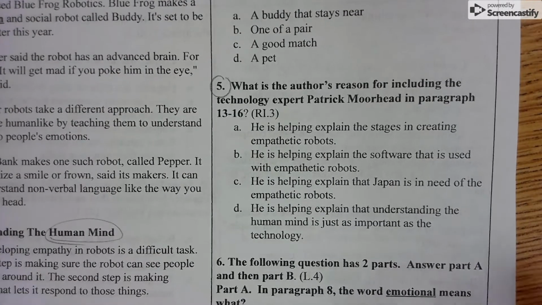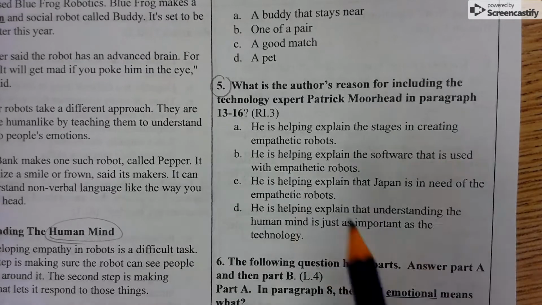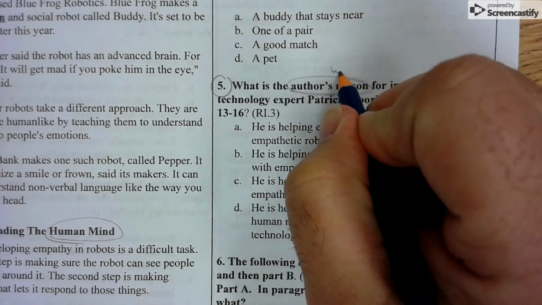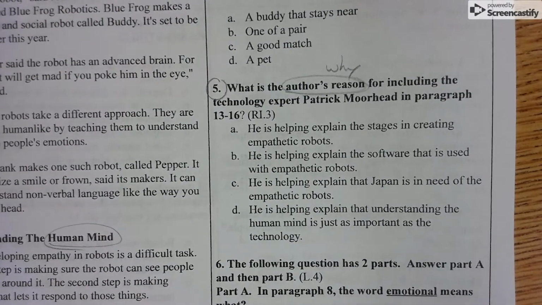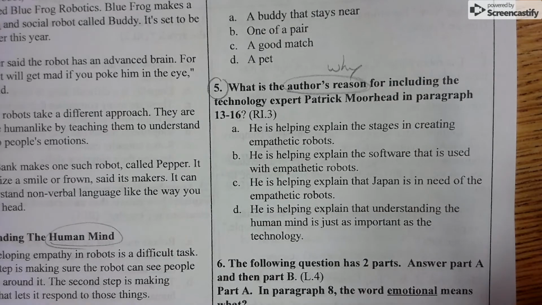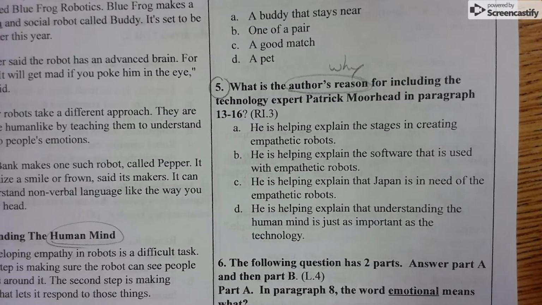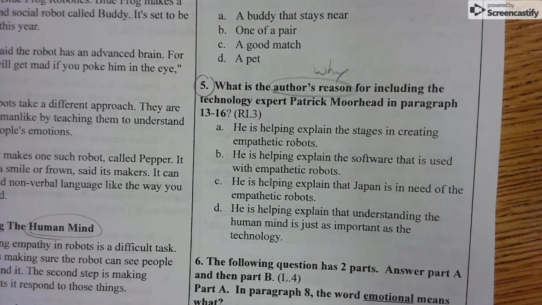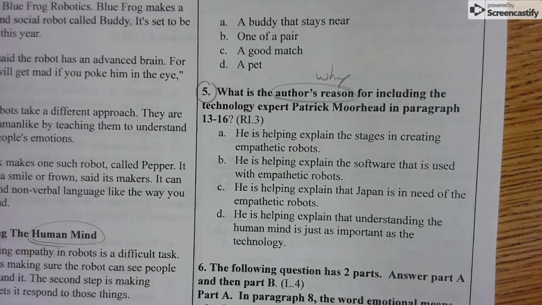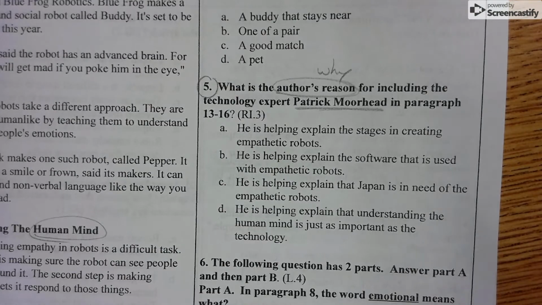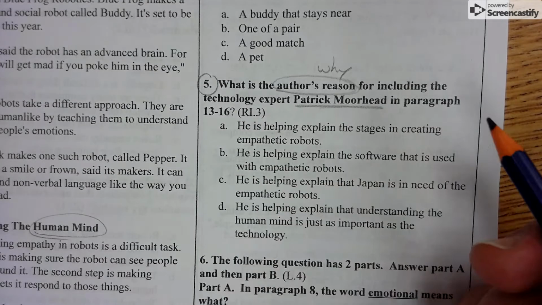Another question type, and one they will see a lot, is like number 5 here. What is the author's reason? So students are beginning to pick this out automatically. They see author's reason. And anytime they see author's reason, they should be asking themselves why. Why did the author do this? So question 5 says, what is the author's reason for including the technology expert Patrick Moorhead in paragraph 13 through 16? So I know author's reason tells me why. Why? What is the why that I'm looking for? And if I focus here, why Patrick Moorhead?